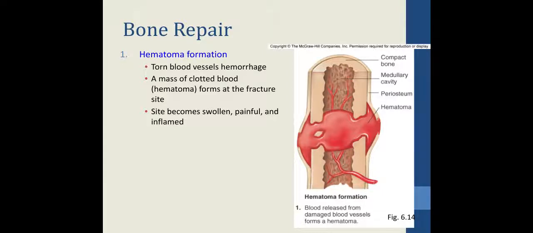So we've got that blood sort of rushing to the site. It's really going to be this mass of clotted blood that is going to form at the fracture. And if you've ever broken a bone, you know that this happens. I can feel it in bones that I've broken right now, even though it's like imaginary. But you get this swollen, painful, inflamed, bruised looking area where the bone has been broken.